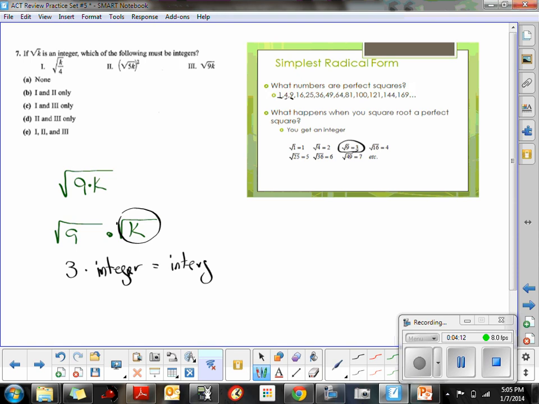So when it boils right down to it, the statements 2 and 3 are both going to be integers guaranteed. So look at my answer choices, 2 and 3 only. So let it be.